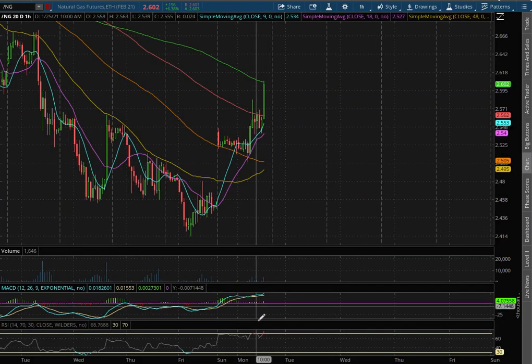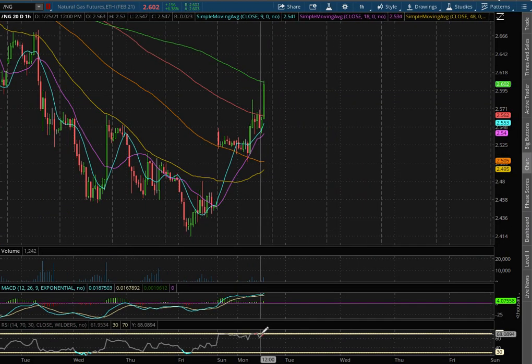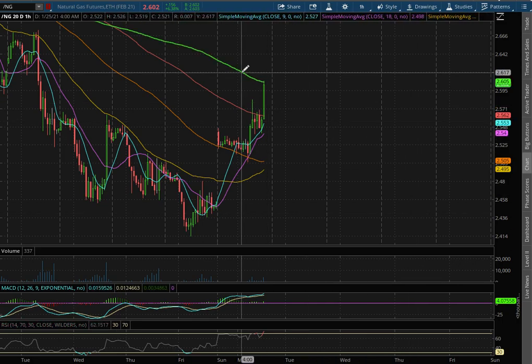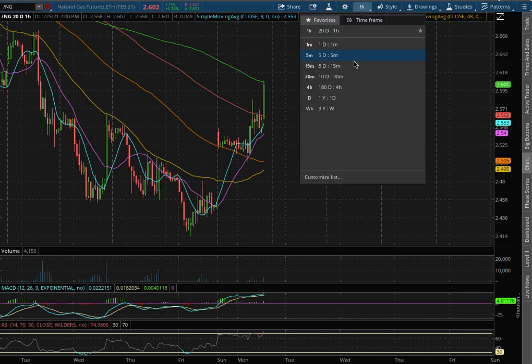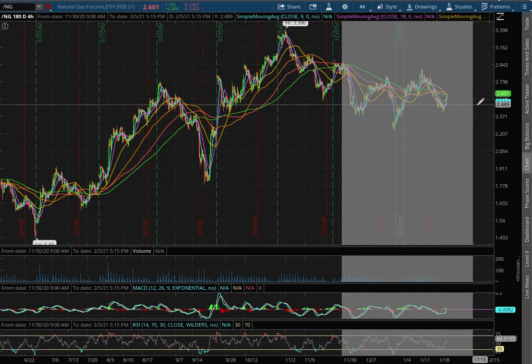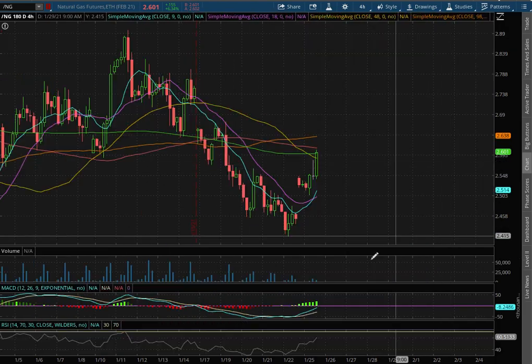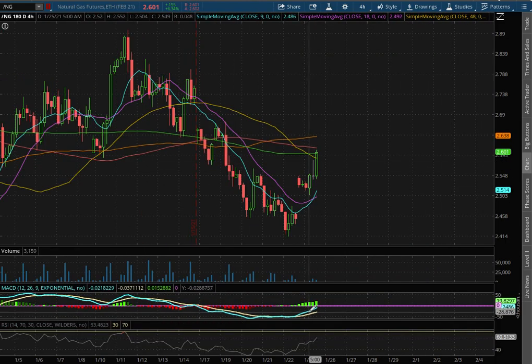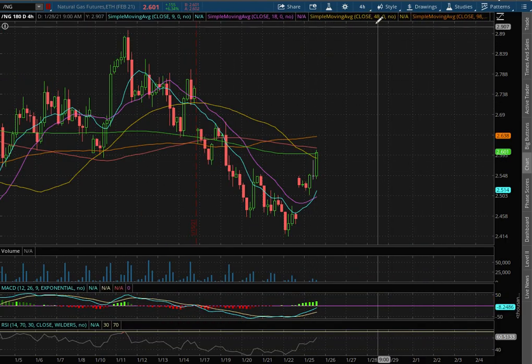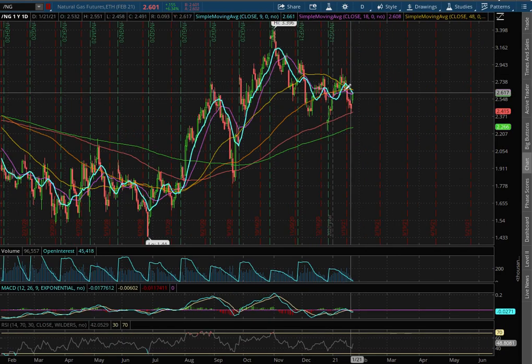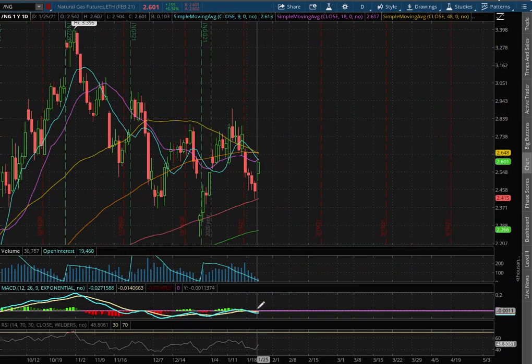So let's start off with the technical analysis on the 1-hour chart. We remain in positive MACD and at overbought levels with the RSI. We are encountering temporary resistance with the 200 moving average, this green line at the price of $2.61. As we extend out to the 4-hour chart, we are slightly in negative MACD territory, but we're approaching positive MACD. And as we extend out to the daily chart, we still remain in negative MACD.